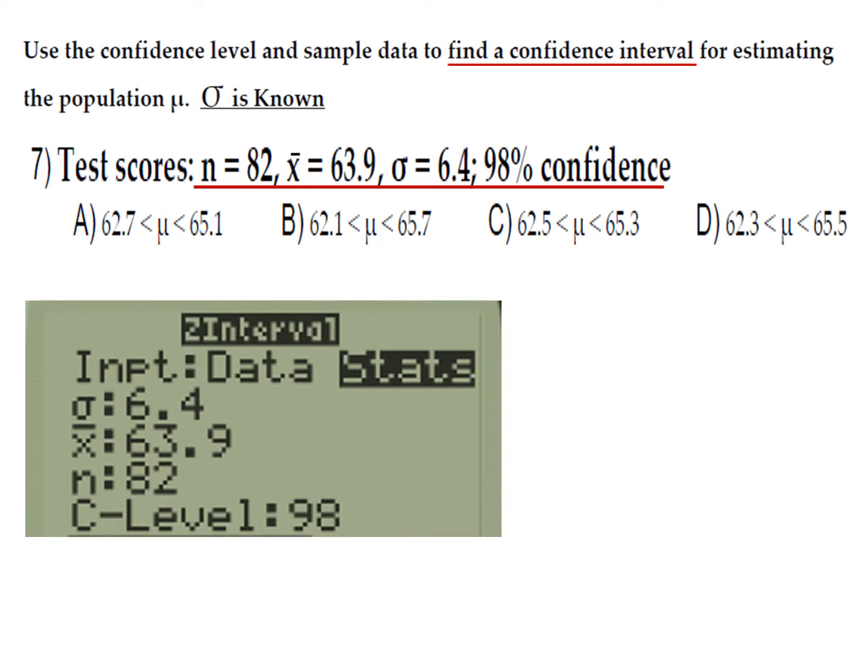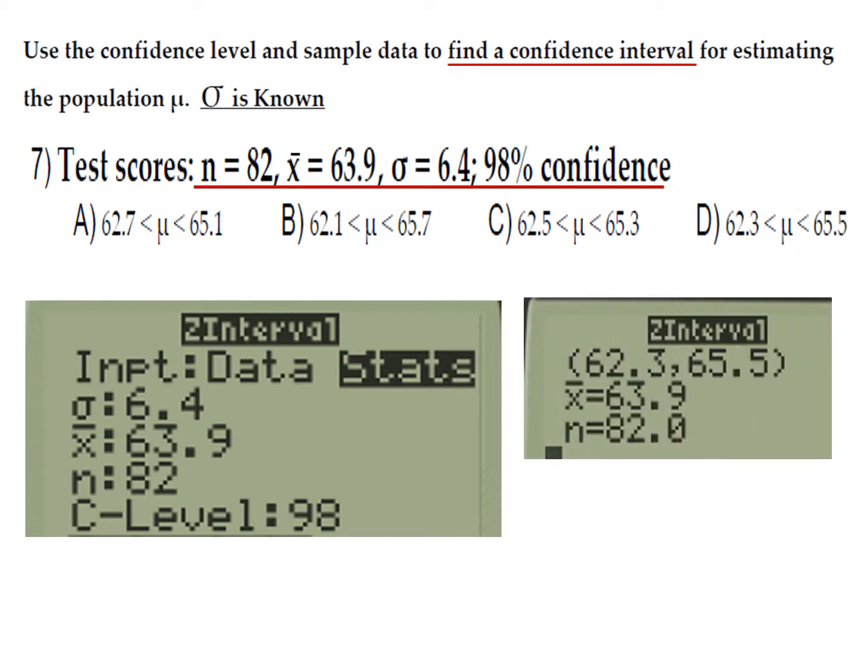So we're using z interval. We're going to stat, arrowing over to test, coming down to z interval. I believe it's number 7. And you know sigma, you know x bar, you know your n value, and you know your confidence level, 98%.